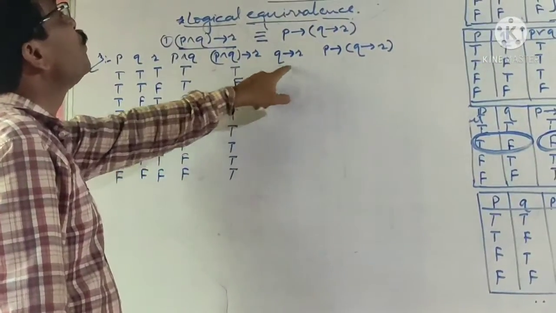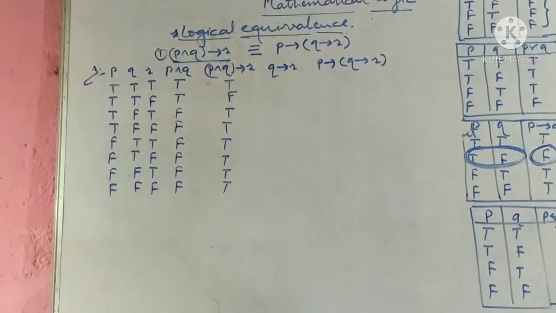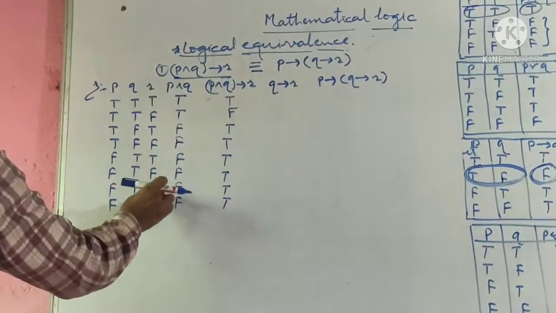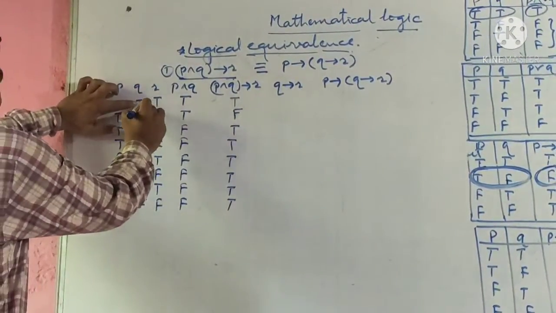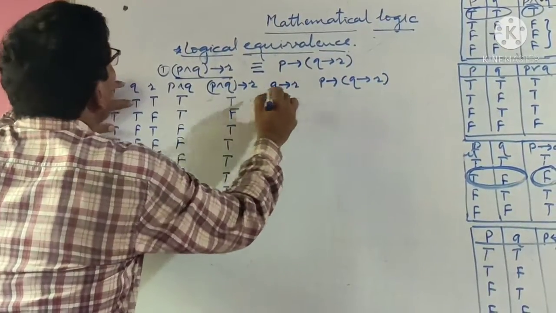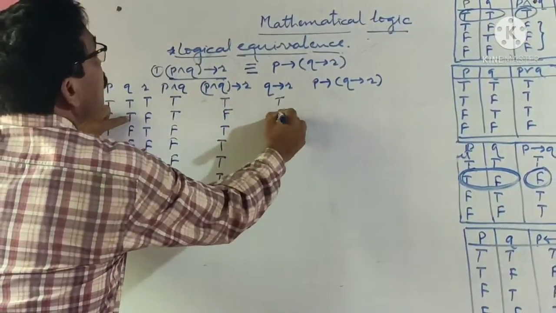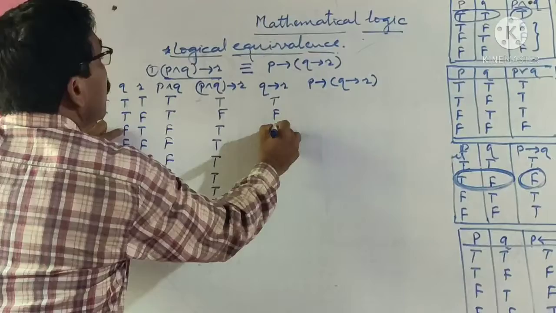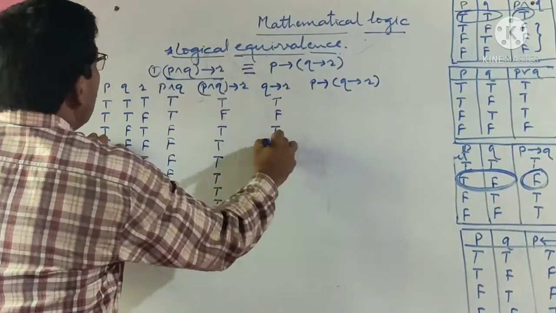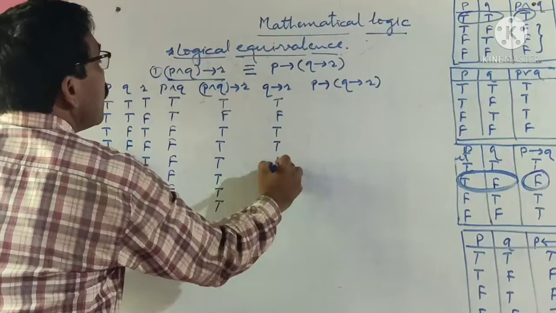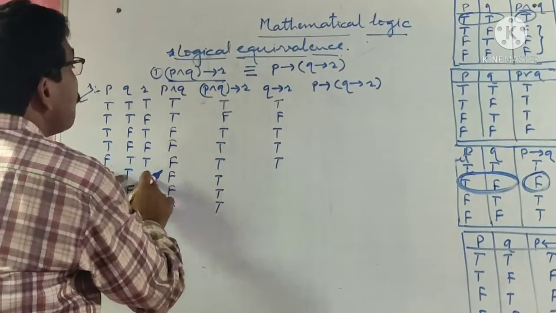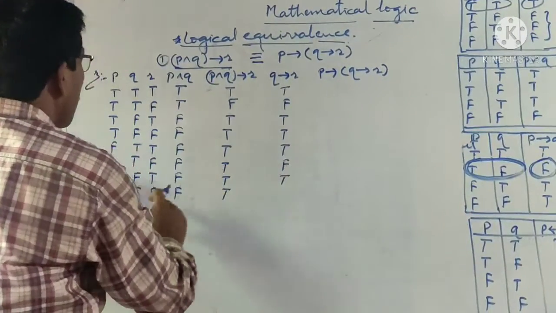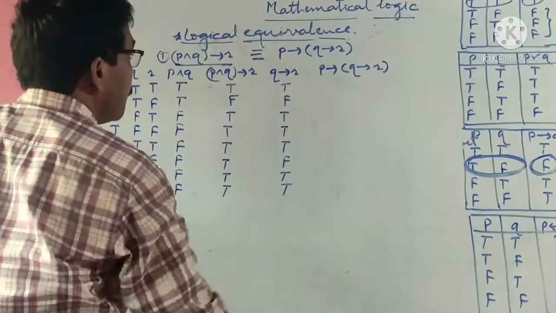Now this column Q implies R. Q implies R means, this is the column of Q and this is the column of R. Q implies R. T implies T, T. T implies F, F. F implies T, T. F implies F, T. T implies T, T. T implies F, so it is F. F implies T, T. F implies F, T.